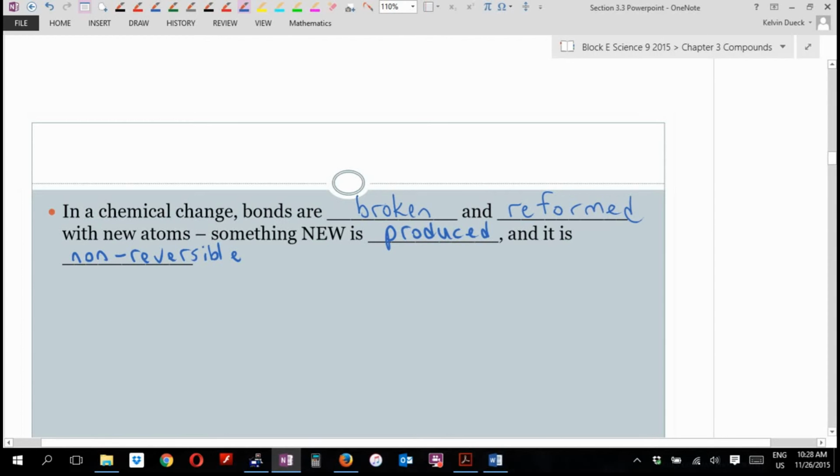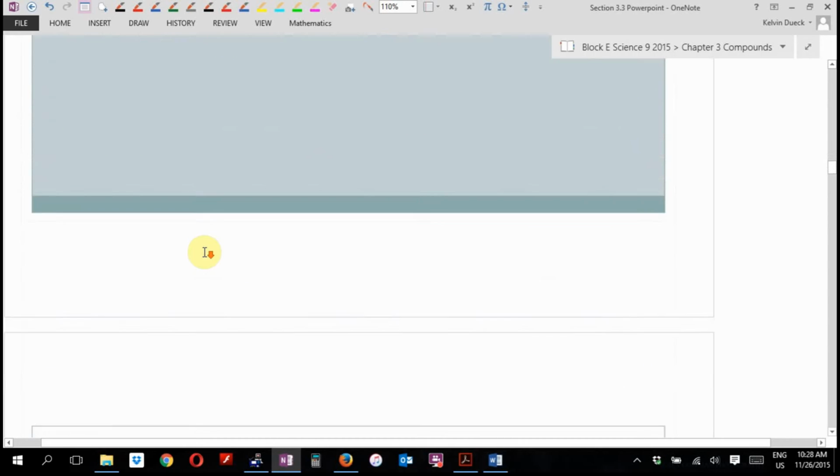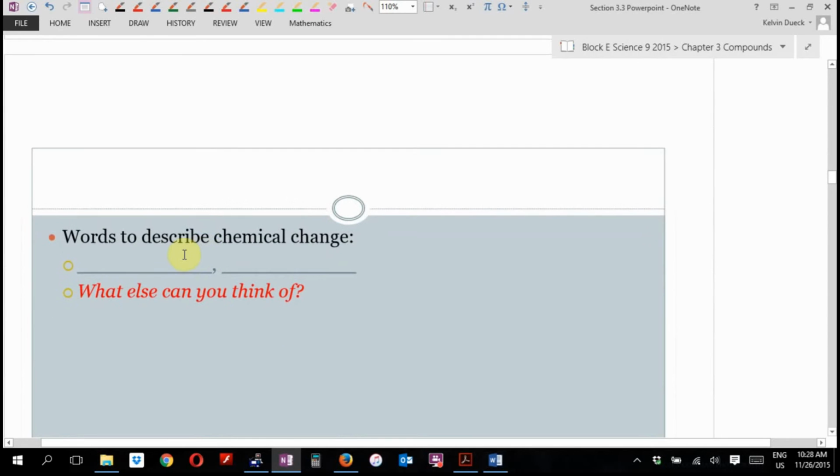As an example, well, let's look at some words to describe chemical change. Yes, that's the first one I was going to write, as a matter of fact. Once you burn something, it's pretty tough to easily reverse that. Another one that you may not have realized is rust.